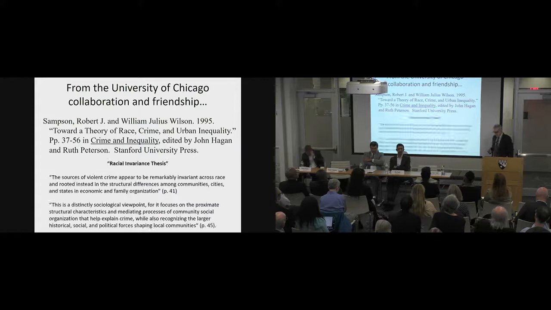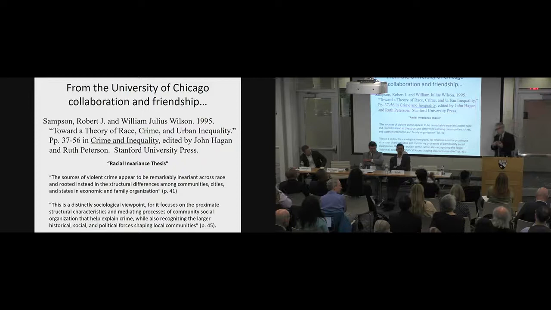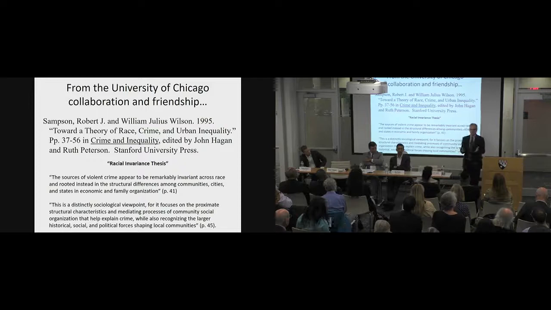And the key here, and this is where the term racial invariance, it's been labeled by others. The only mention of the word invariant came in one sentence. The sources of violent crime appear to be remarkably invariant across race and instead rooted in the structural differences among communities. And here again was a theoretical working through of how you had structural forces that create racially unique situations, but yet the humanity of people, whether white, black, brown, the influences on crime were, in our phrasing, racially invariant.